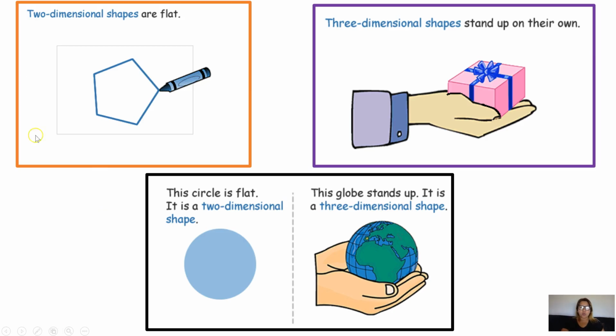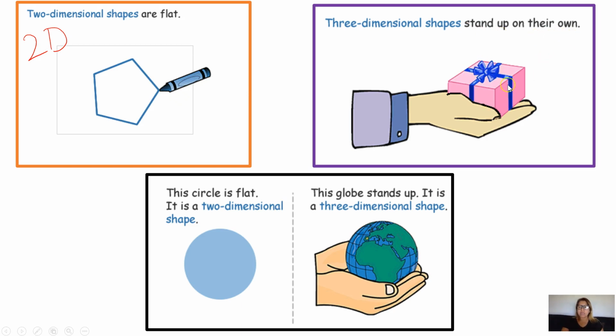Okay, and we are going to review what two-dimensional shapes are and what three-dimensional shapes are. So two-dimensional shapes are flat. As you can see, we can draw a two-dimensional shape. And boys and girls, when we refer to a two-dimensional shape, it's the same thing as 2D. Okay, the number 2 for 2 and then the D for dimensional. Then we have three-dimensional shapes that stand up on their own.